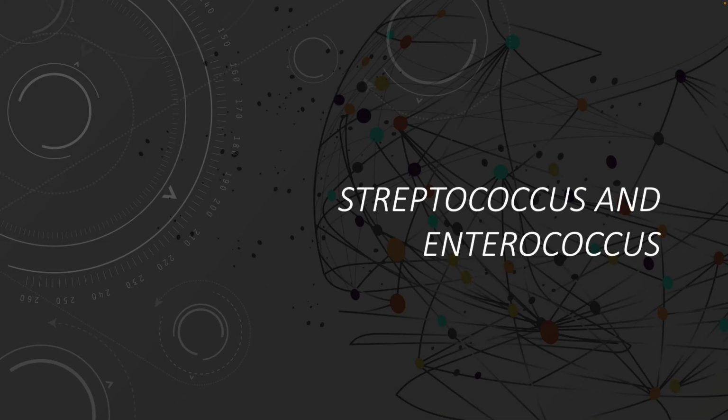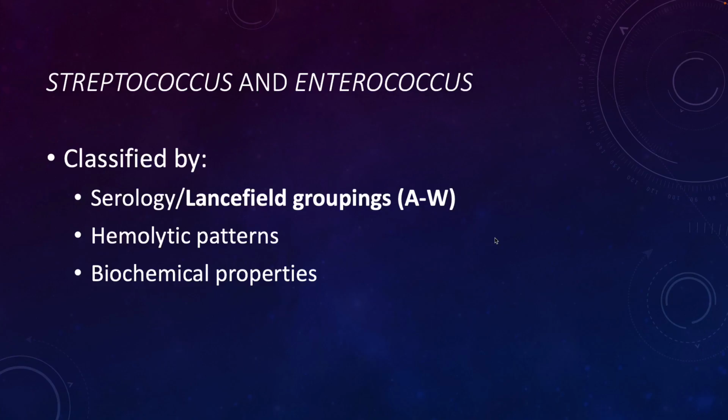In this set of videos, I want to talk to you about two different genera that are very closely related to one another, Streptococcus and Enterococcus. Both of these organisms are classified by serology, sometimes called the Lancefield groupings after the scientist who came up with the classification scheme. And there are letters ranging from A to W. We're certainly not going to be talking about all of them because that's a lot, but we will talk about the major ones belonging to these two genera.